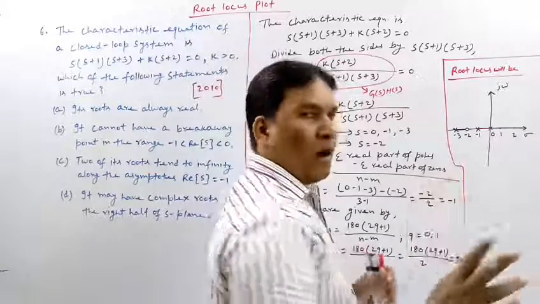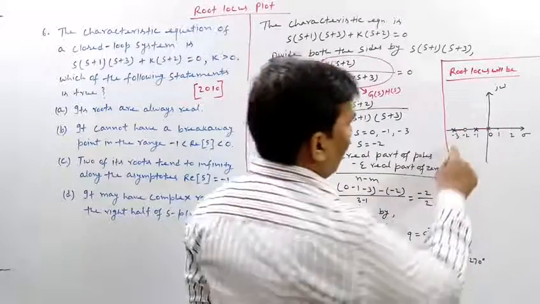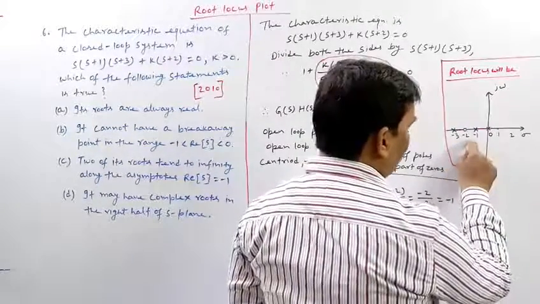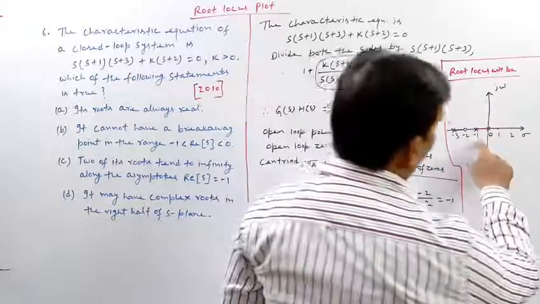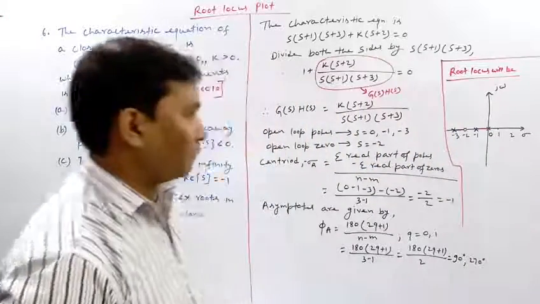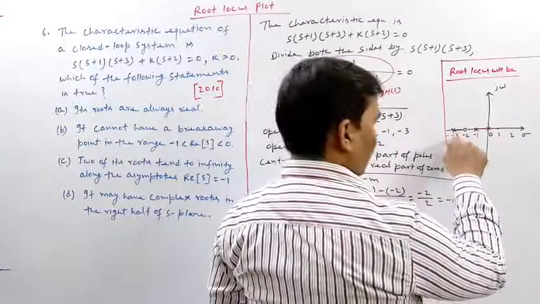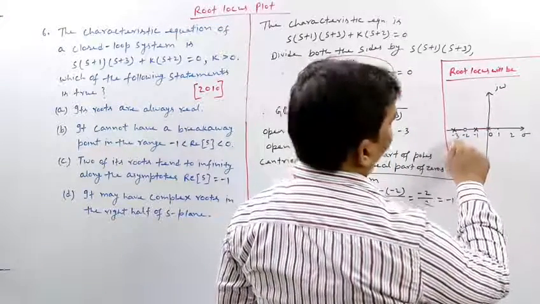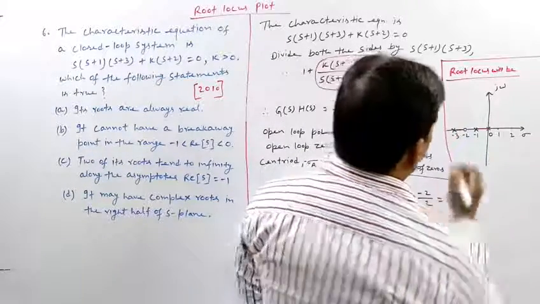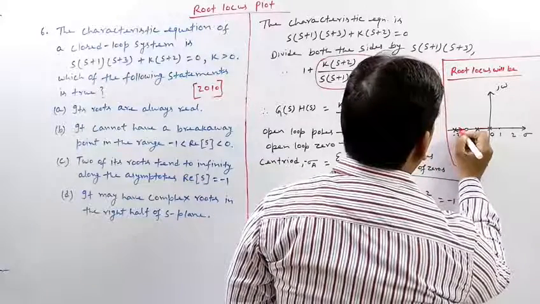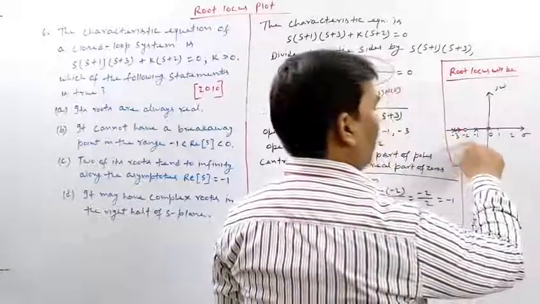So only two parts of the real axis will be a part of the root locus: one is -3 to -2, and another one is -1 to 0. Now, let us see the root locus here. The pole is at -3, so the root locus will originate from -3 and terminate at -2. So it will be like this.